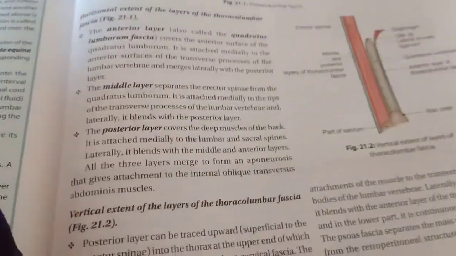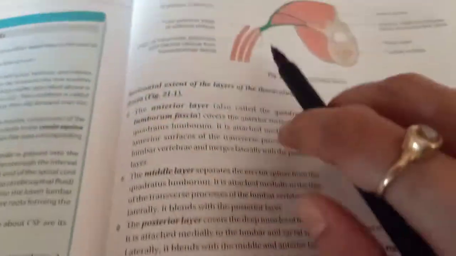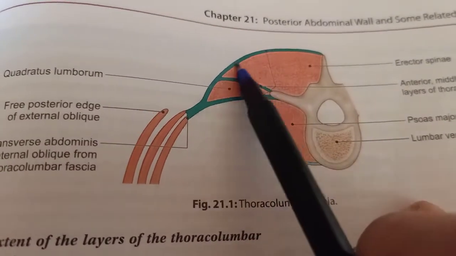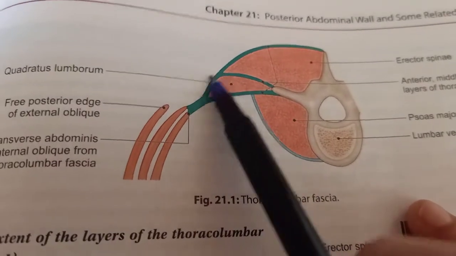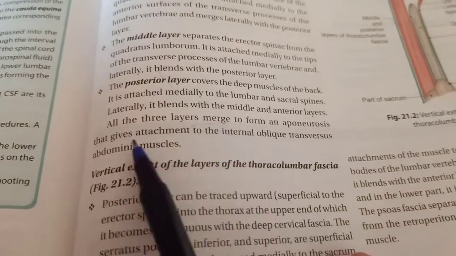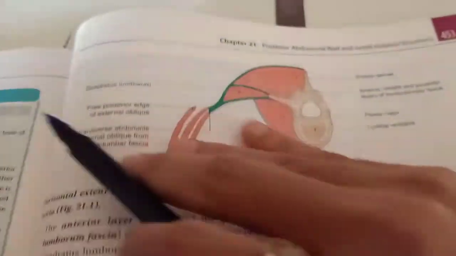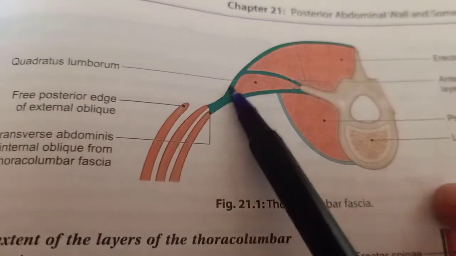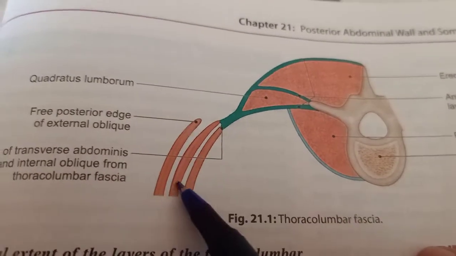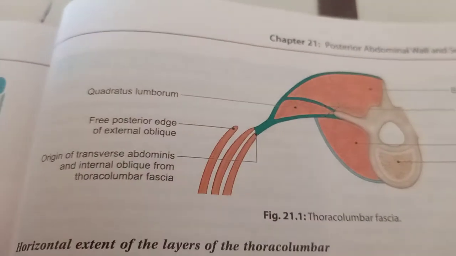Laterally it blends with the middle and anterior layer. So laterally it is blending with the middle and the anterior layer. All the three layers merge to form an aponeurosis that gives attachment to the internal oblique and transversus abdominis muscle. So all these three layers meet together, blend, and form an aponeurosis which gives attachment to the transversus abdominis and the internal oblique muscle.